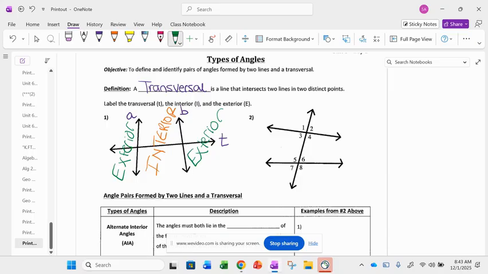Okay, in number 2, do we all agree that the line that's more vertical is the transversal? Can somebody name me the angles that are in the interior space? Leilani? Good. 3, 4, 5, and 6 are in the interior. What about the exterior? What angles are in the exterior spaces? Jack? You got it. 1, 2, 7, and 8.